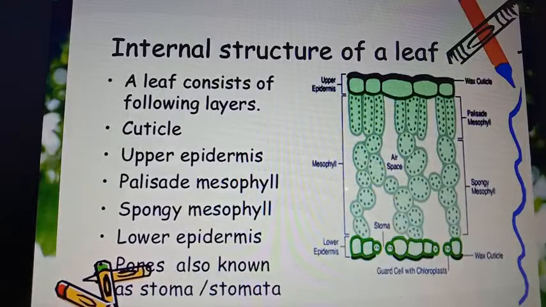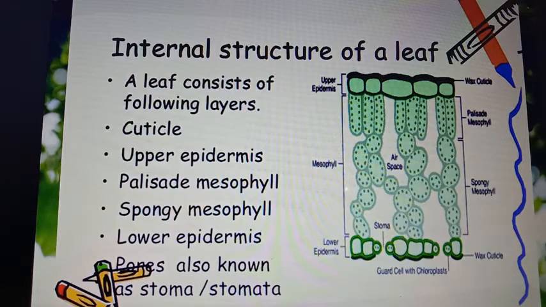Hello students. In our previous session, we had discussed the photosynthesis process, the structure of stomata, raw materials required for photosynthesis, and the factors that are affecting the photosynthesis process. Today we are going to discuss mainly three topics: internal structure of the leaf, site of photosynthesis, that is the chloroplast, and the significances of the photosynthesis process.